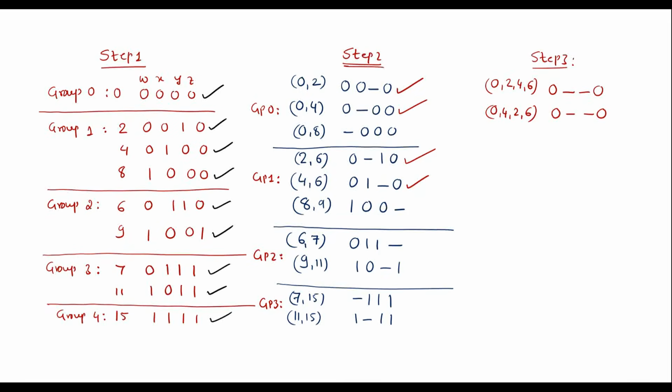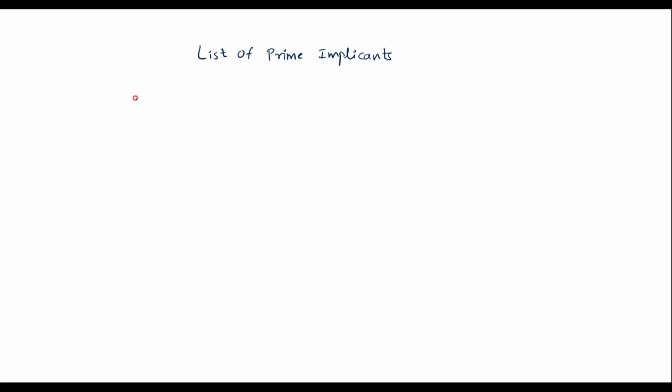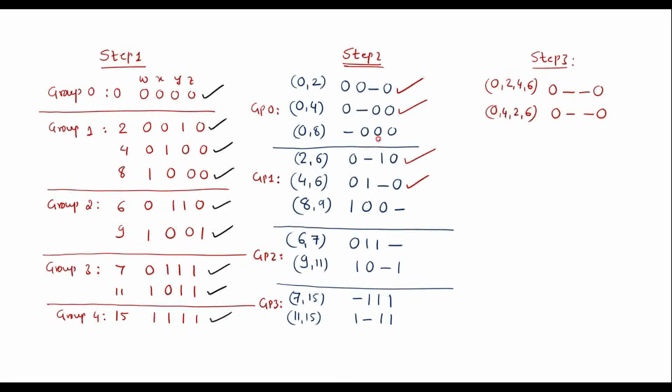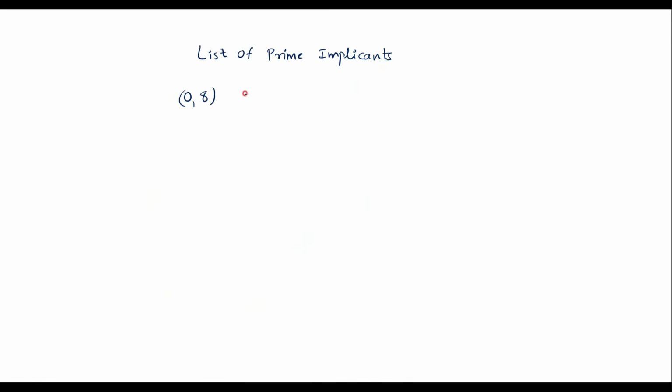Here we can observe that 0, 8 does not have a check mark. So this is one of the prime implicants, that is 0, 8. Let me write the corresponding number, that is dash 0, 0, 0. Dash 0, 0, 0 is with respect to wxyz. Dash means we have to ignore, so it is x bar y bar z bar.